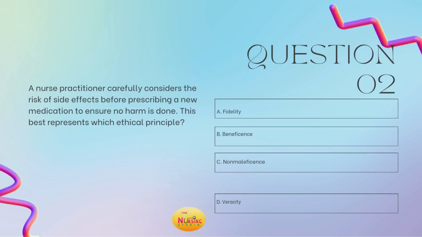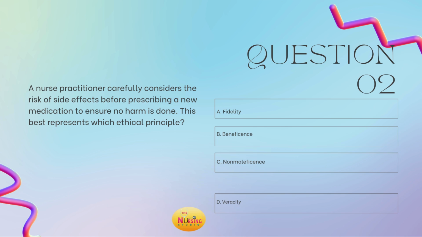Question number two. A nurse practitioner carefully considers the risk of side effects before prescribing a new medication to ensure no harm is done. This best represents which ethical principle? Is it A, fidelity, B, beneficence, C, non maleficence, or D, veracity? Take a moment and tell me what you got, y'all.